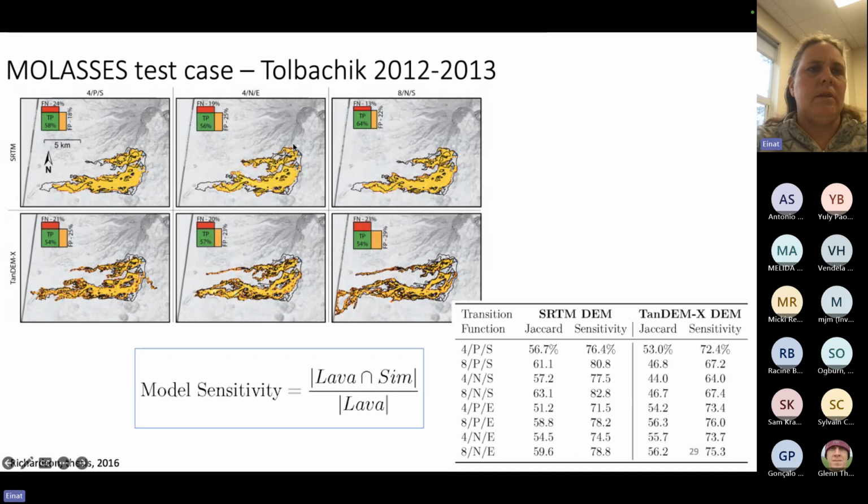Here are some test cases from MOLASSES, looking at the Tolbachik 2012-2013 eruption, compared against the actual flow outline in black. You can see that overall the models did fairly well. These compare two different DEMs, TanDEM-X versus SRTM, which have different spatial resolutions. And there are some statistics on the false negatives, false positives, and true positives in color.